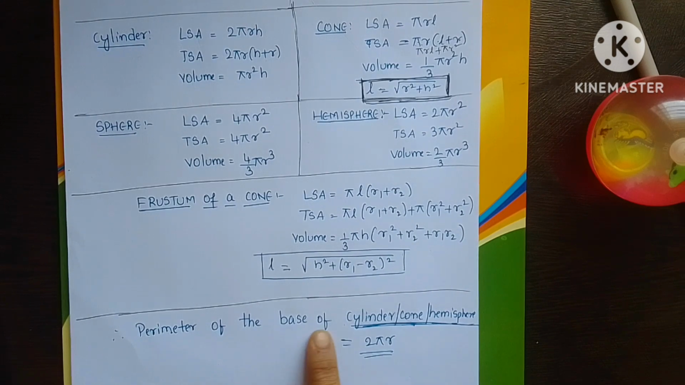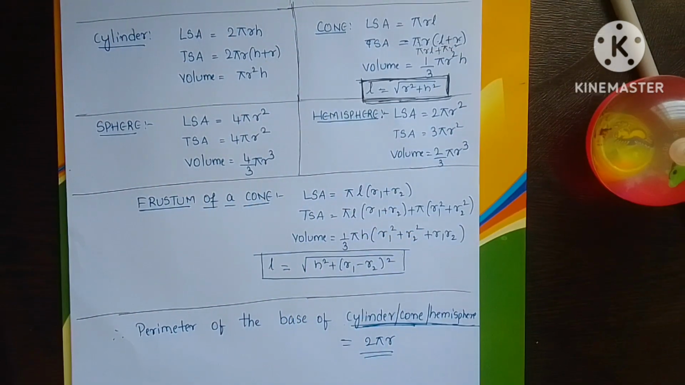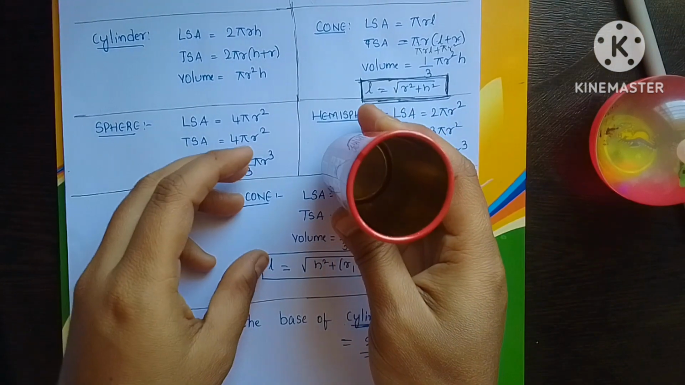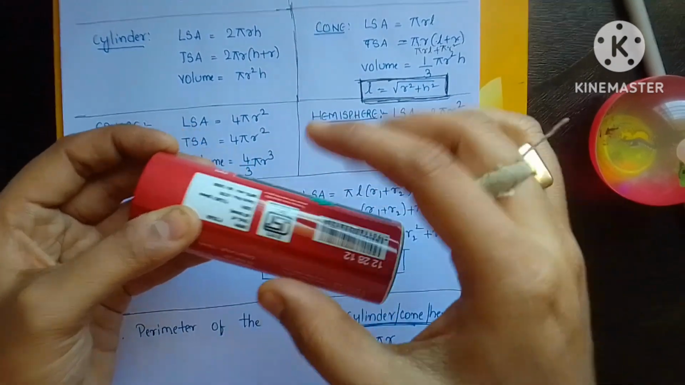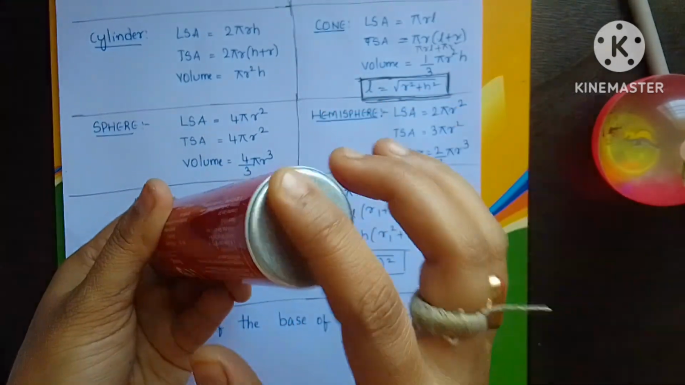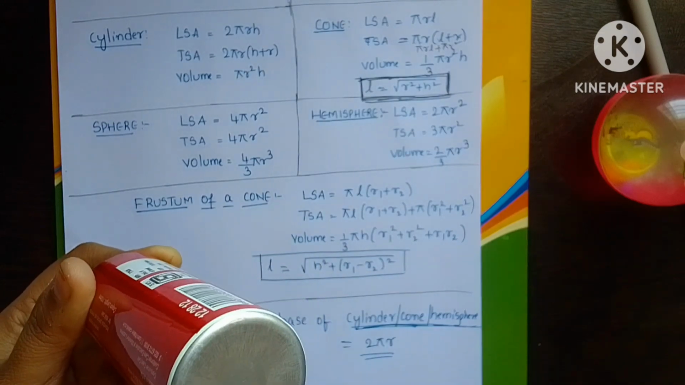And the perimeter for the base of the cylinder, cone and hemisphere. Perimeter means the surroundings of that. If you take the cylinder, perimeter means surroundings. What is it? 2 pi r, as it is in the form of a circle only. So the circumference of the circle is 2 pi r. Circumference or perimeter has the same meaning only.